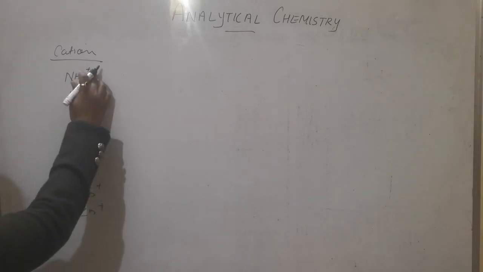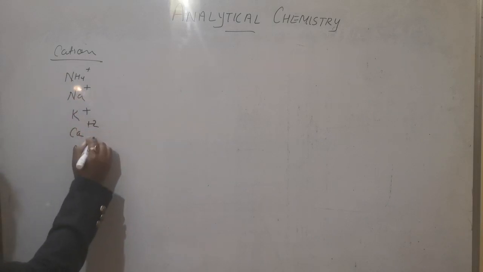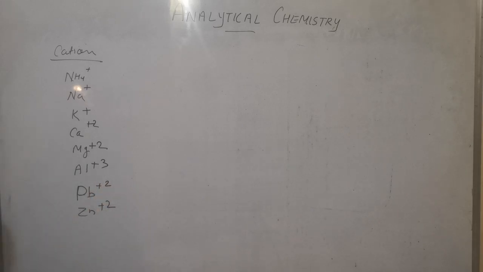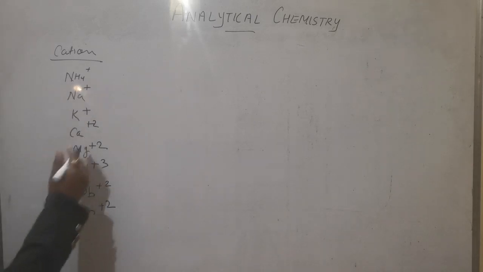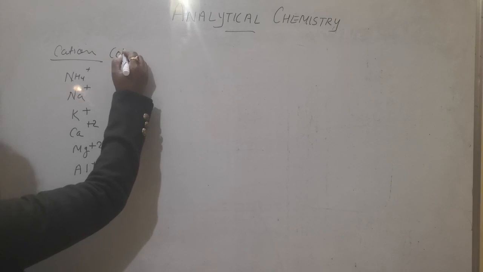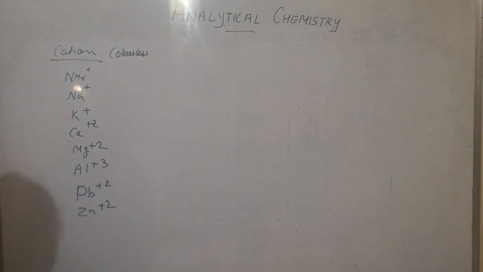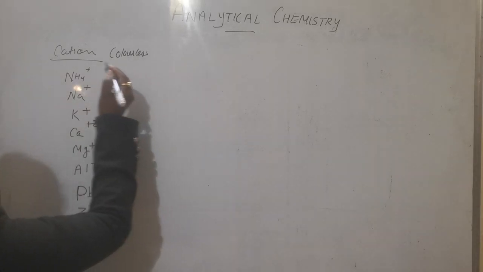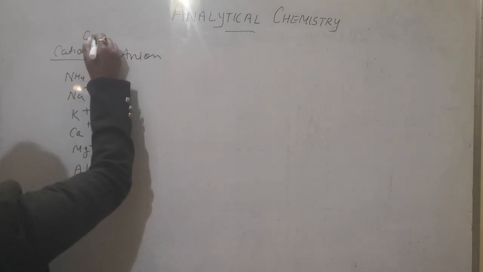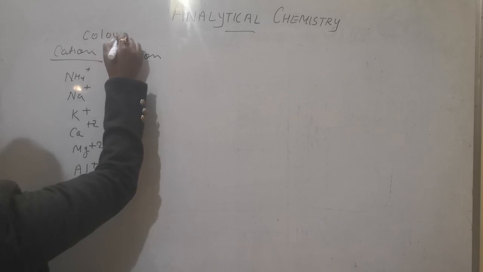So valency +1, +1, +1. Here it is +2, +2, +3. Lead is +2 and zinc is +2. So they are all colorless. What type of ions are they? They are all colorless. Similarly, anions, we write anion here. So these two, cation and anion, both are colorless.